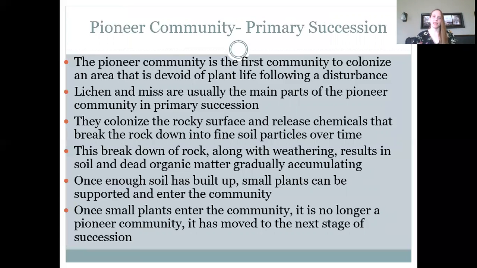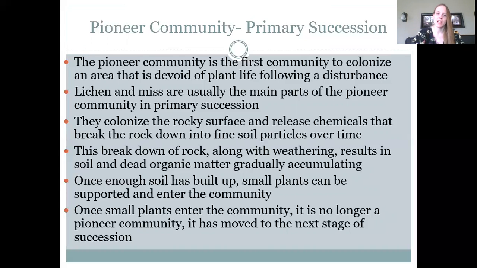So the pioneer community is the first thing that's going to colonize an area after a disturbance. If this is primary succession, lichen and moss will be that pioneer community, those pioneer species. They will colonize any rocky surfaces, and then they actually release chemicals that break down that rock into fine soil over a fairly long period of time. The rock is going to break down from those chemicals, as well as weathering and erosion and stuff like that as it's exposed to the elements.